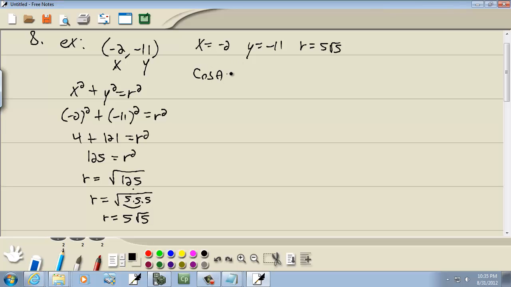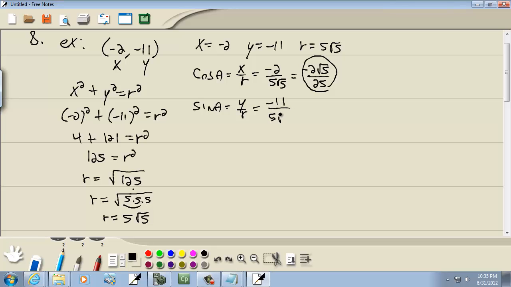So then, cosine theta is equal to x over r, which is -2 over 5 square root of 5. And don't want a square root downstairs, so multiply top and bottom by square root of 5. So I get -2 square root of 5 over 25. Now sine. Sine is y over r. Y is -11. R is 5 square root of 5. And don't want a square root of 5 downstairs, so multiply top and bottom by it. So we got -11 square root of 5 over 25.